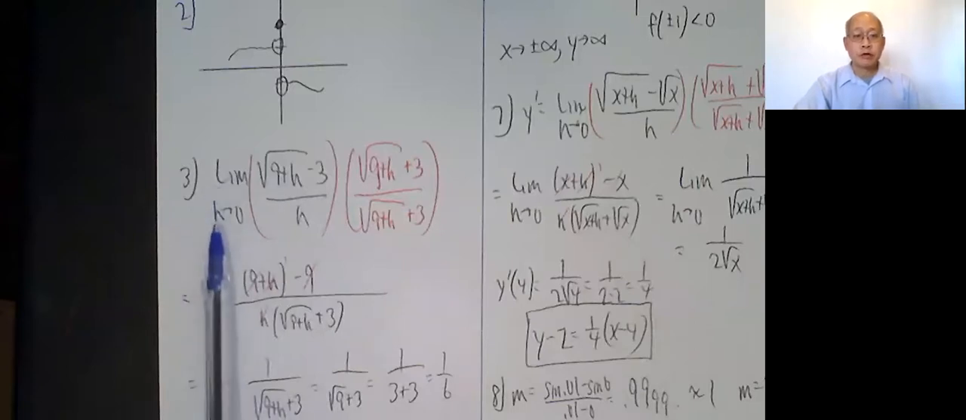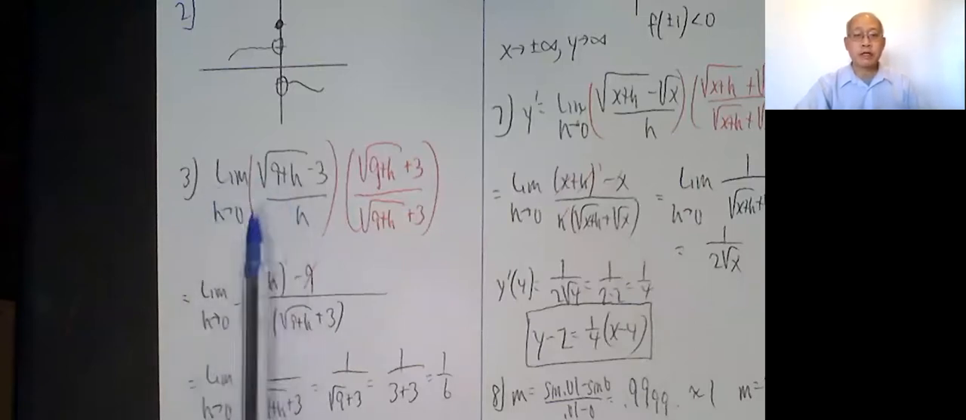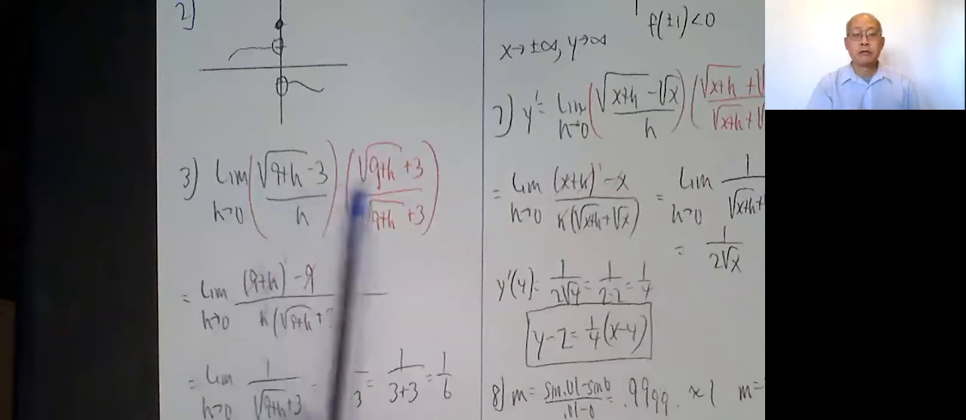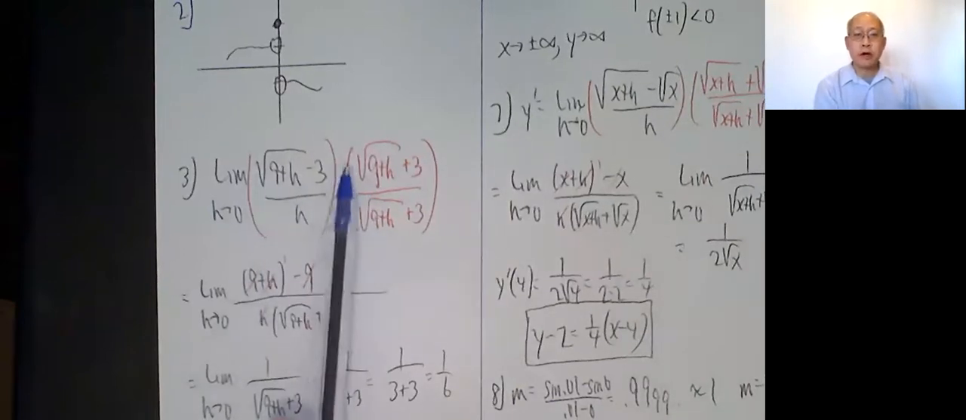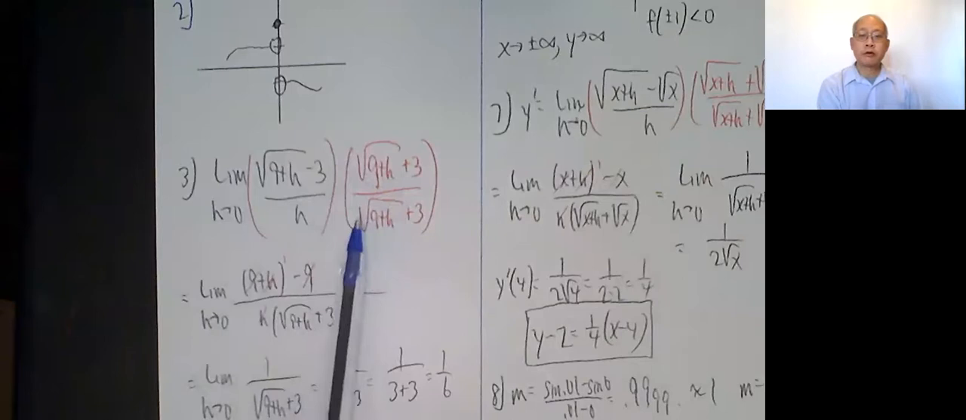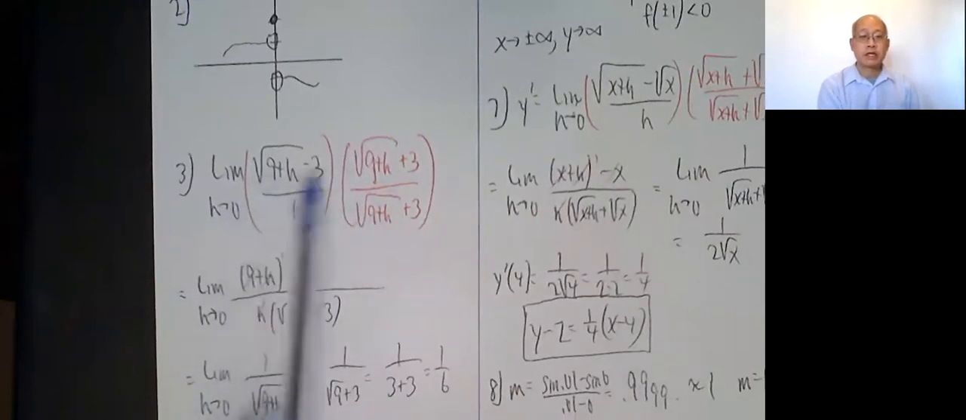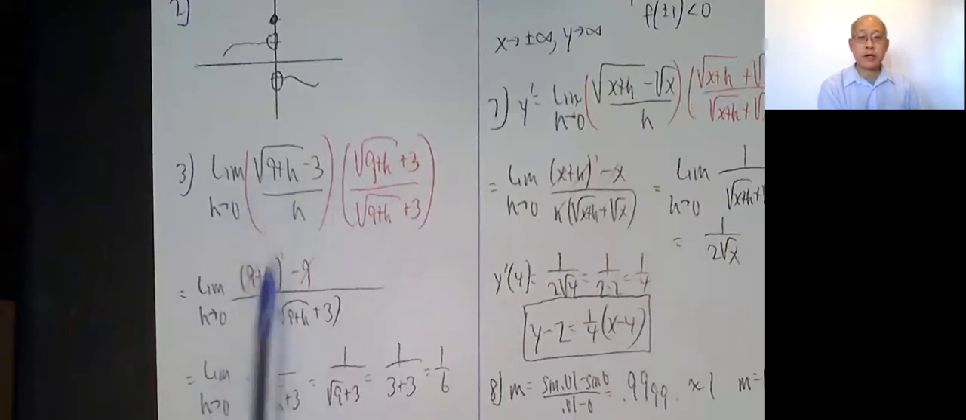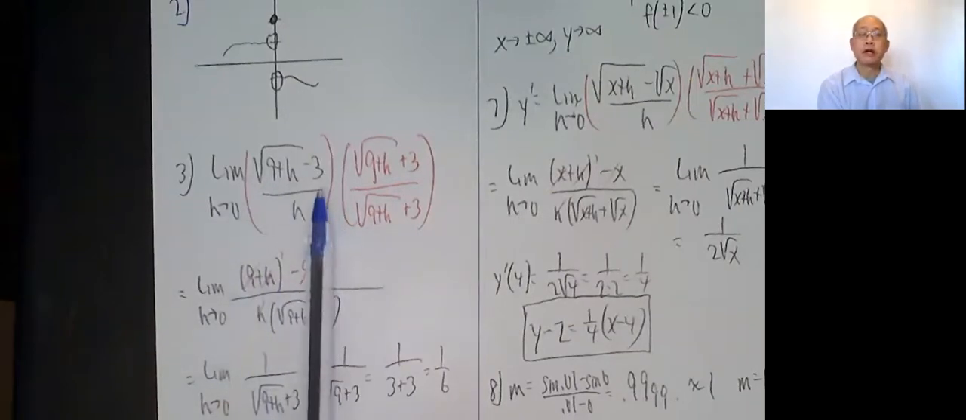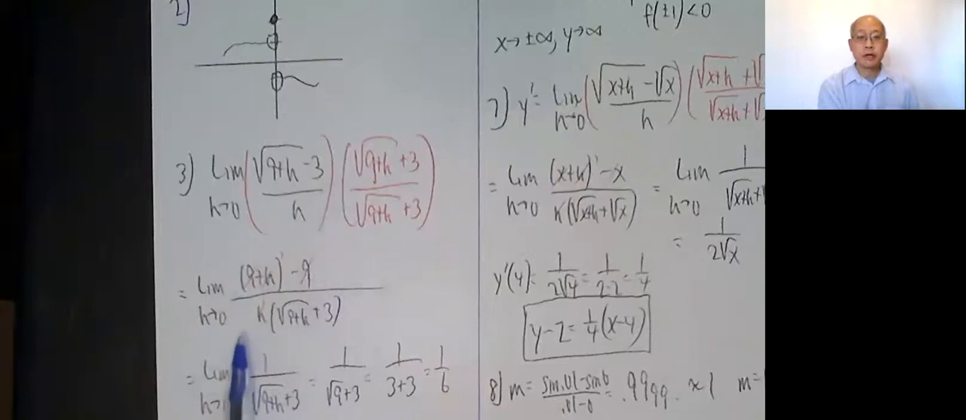Number 3, limit as h approaches 0 of radical 9 plus h minus 3 over h. Multiply by the conjugate of the numerator, radical 9 plus h plus 3 over radical 9 plus h plus 3. So it's going to be a squared minus b squared. If I square this, I just get 9 plus h, minus the square of 3, which is 9, over h times radical 9 plus h plus 3.